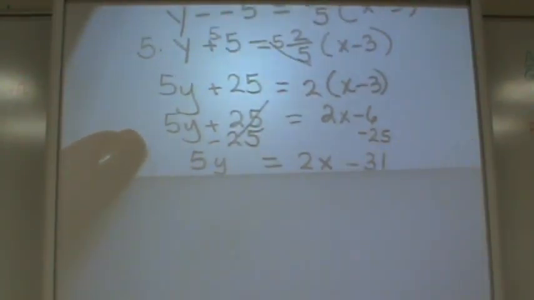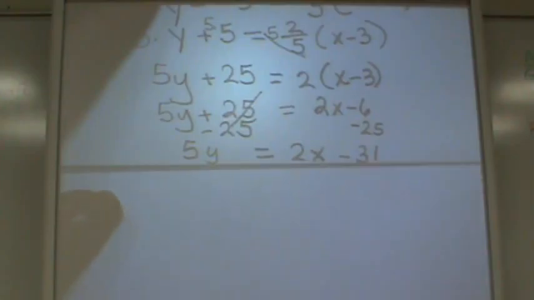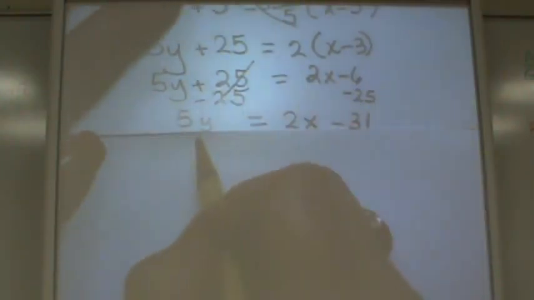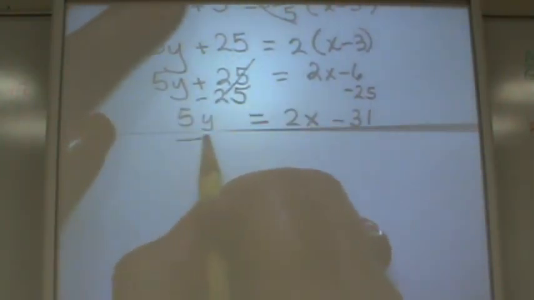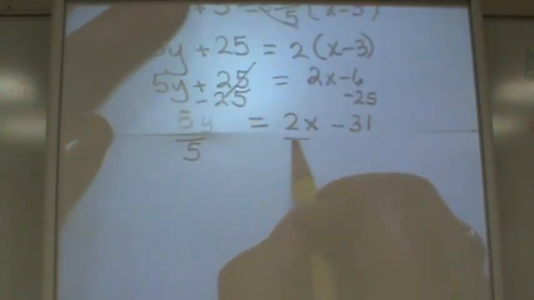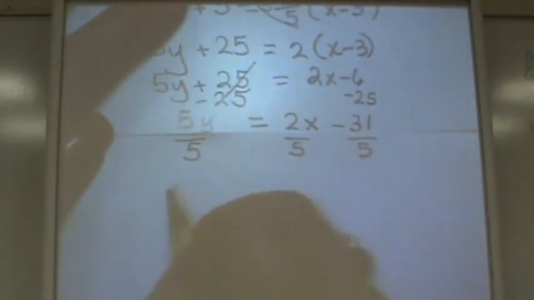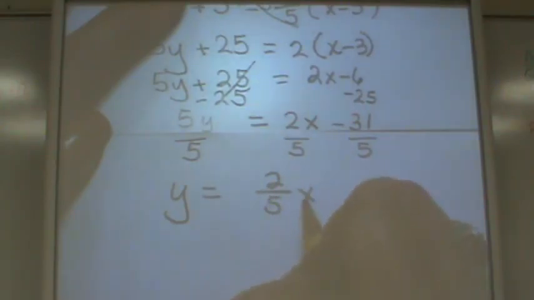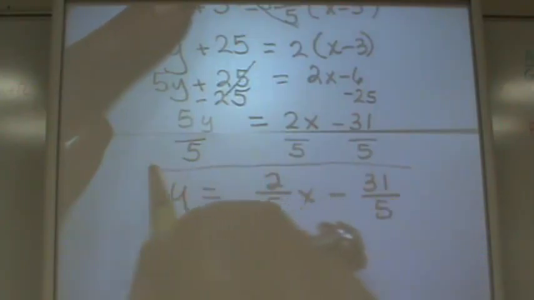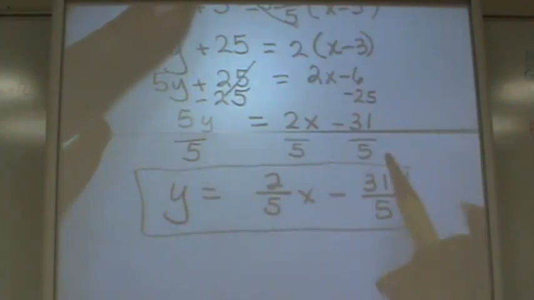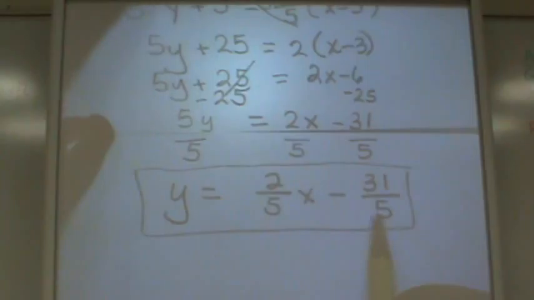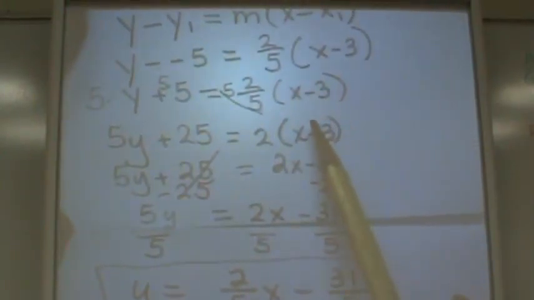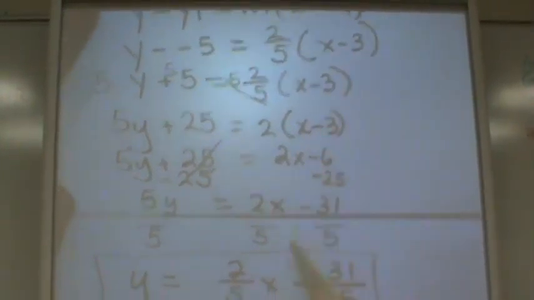And then if you divide everything by 5, because you want y by itself, divide this by 5, divide this by 5, and divide this by 5. You get y equals 2/5 x minus 31/5. That is the answer in slope intercept form. This is point slope form. This is slope intercept form.